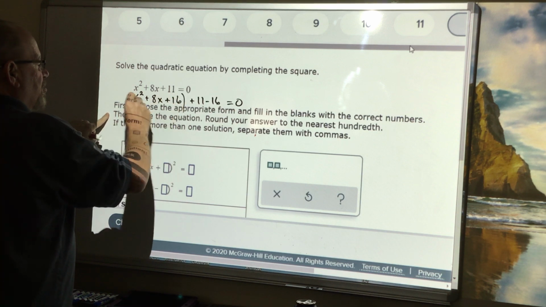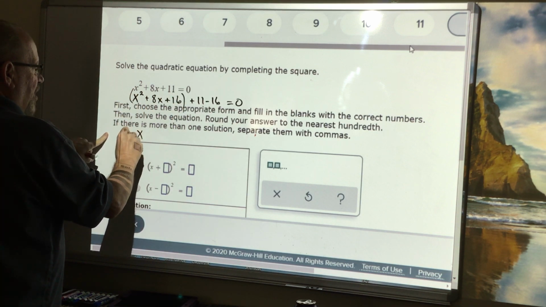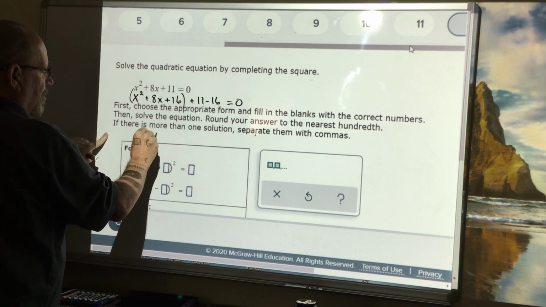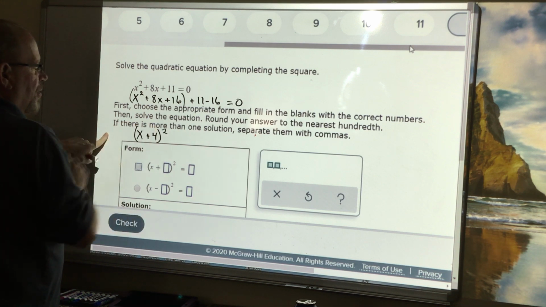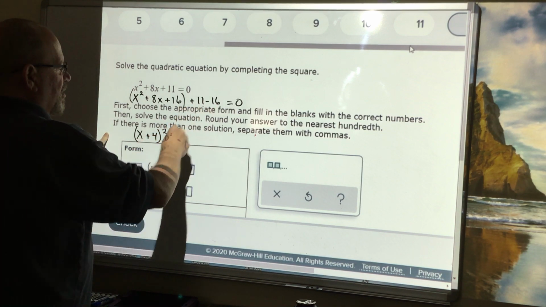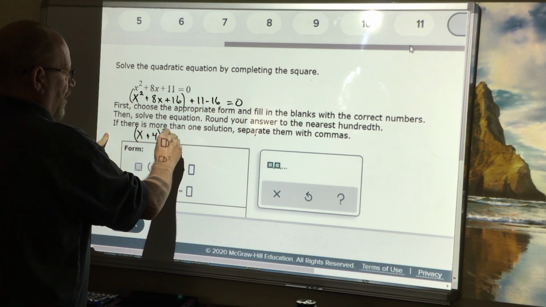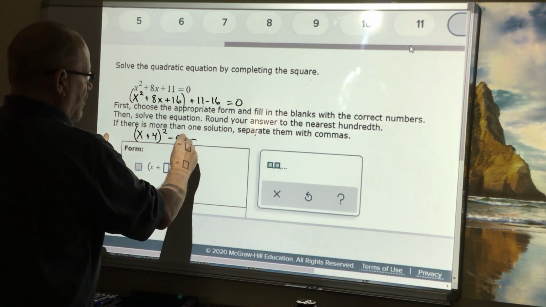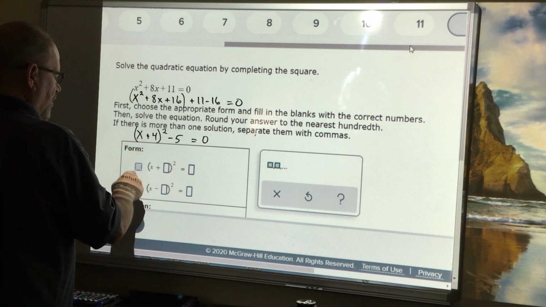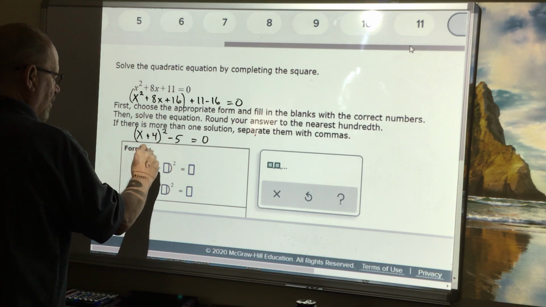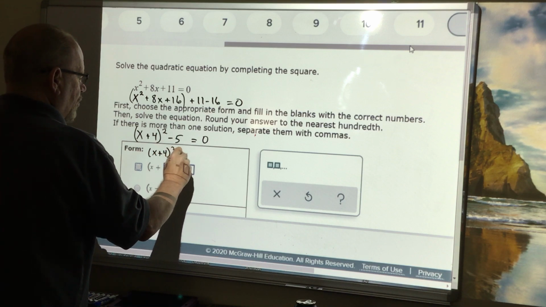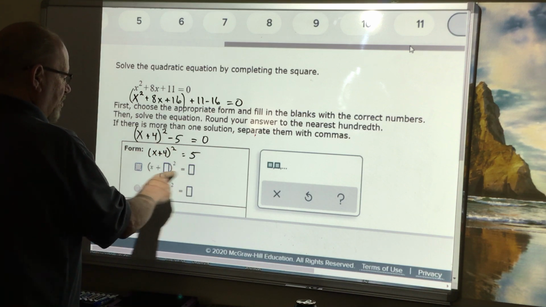Now this piece right here becomes x, half of that, x plus 4 squared, plus 11 minus 16, minus 5, equals 0. Now I just have to add that 5 to both sides. So I get x plus 4 squared equals 5. That's what's going to go here.